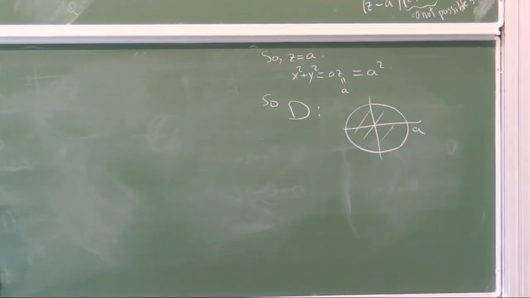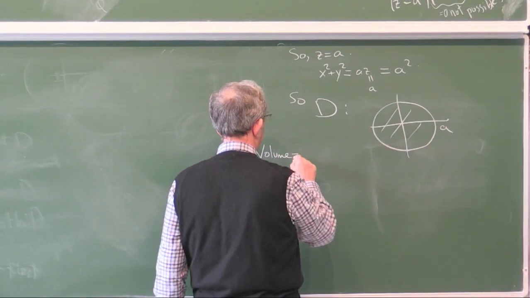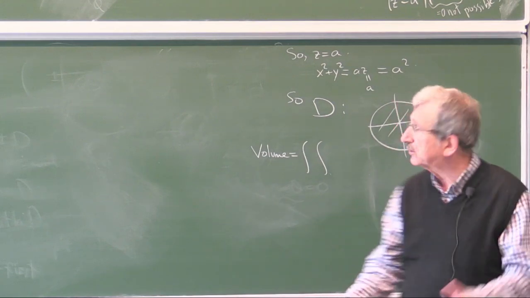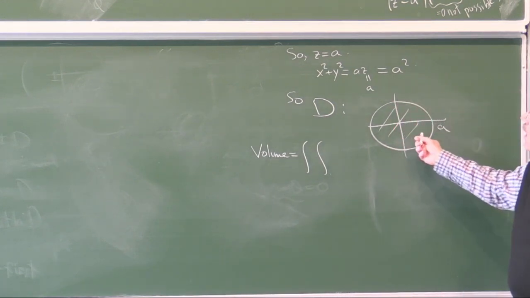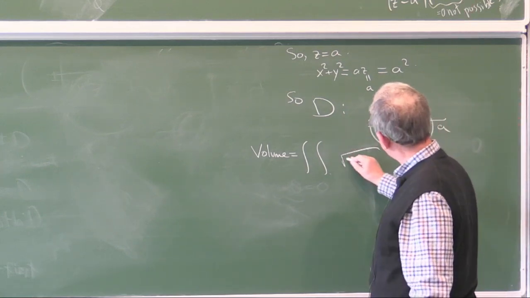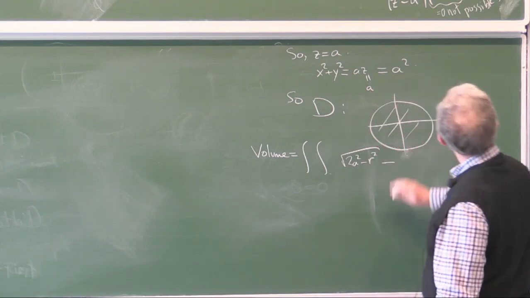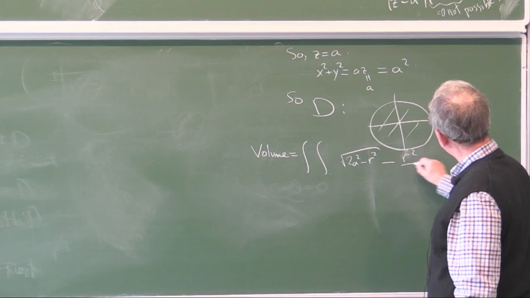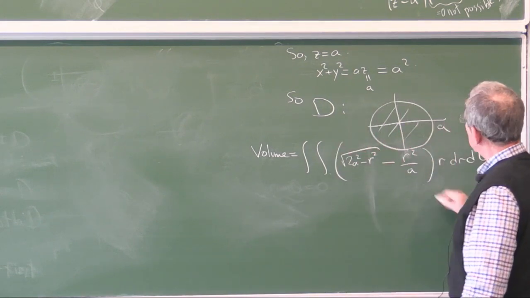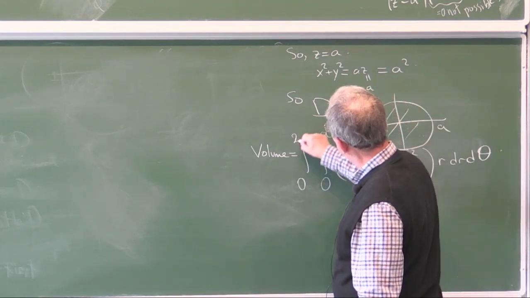Okay. Now, with this knowledge, we can write the volume as an iterated polar integral. Why polar? Because we have a circle here. Writing it in polars, we have the square root of 2a squared minus r squared, minus r squared over a, r dr d theta. On a circle, polars are very simple: 0 to a, 0 to 2 pi.